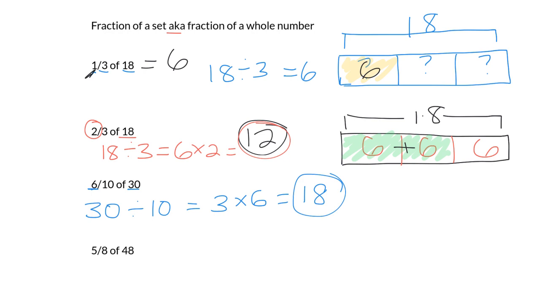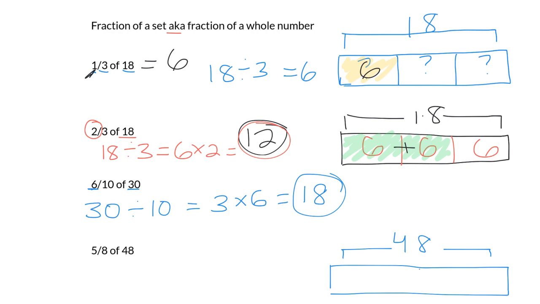Okay, last one. 5/8 of 48. So instead of drawing our fraction bar, and we actually could draw a fraction bar really quick. It's super fast to do this. 48 is our total. And we're going to be breaking that into 8 equal pieces. Look at how fast that was. Now think about if you are just trying to find one of these pieces first. That's step 1. You're going to divide 48 by 8.